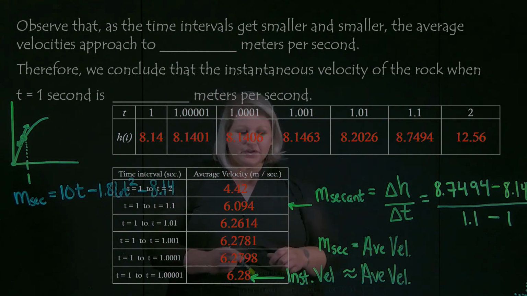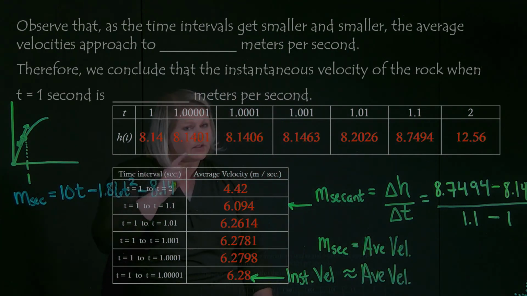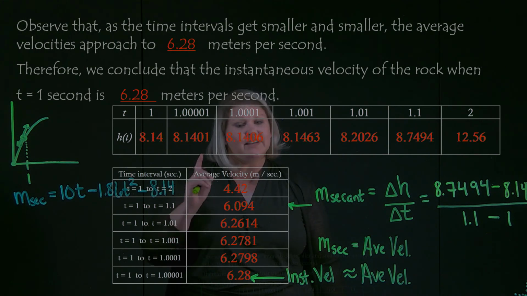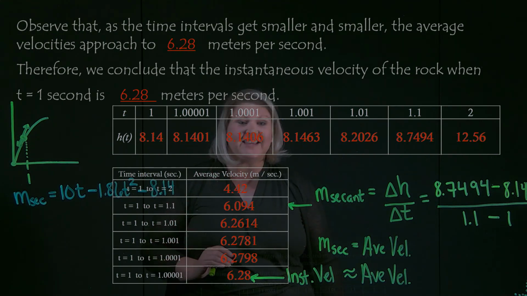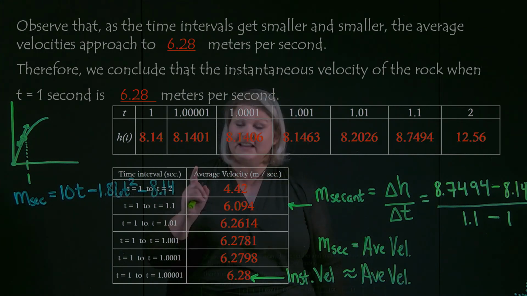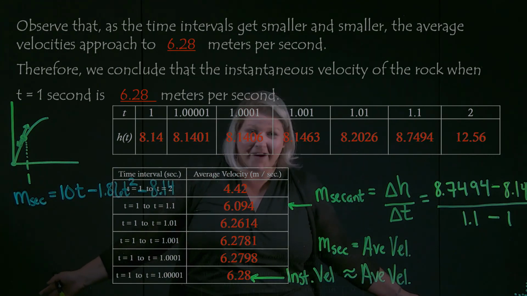So in conclusion, we can observe that as time intervals get smaller and smaller, the average velocities approach 6.28 meters per second. Therefore, we conclude that the instantaneous velocity of the rock when t equals 1 second is 6.28 meters per second. Now you know what to do if you're throwing rocks on Mars, right?